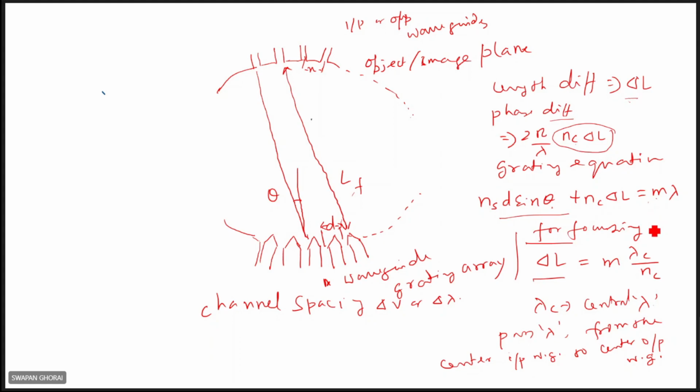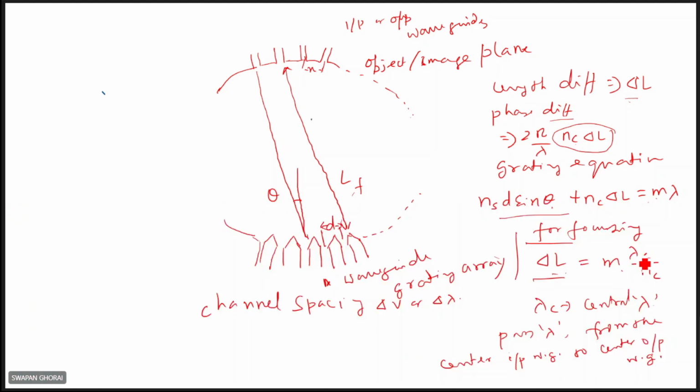Focusing can also be obtained, since it acts like a lens. The focusing property is obtained if delta L equals m times lambda c by Nc. Lambda c is the central wavelength, that is, the wavelength passed from the center input waveguide to the center output waveguide. Nc, as I told you, is the refractive index of the waveguide.